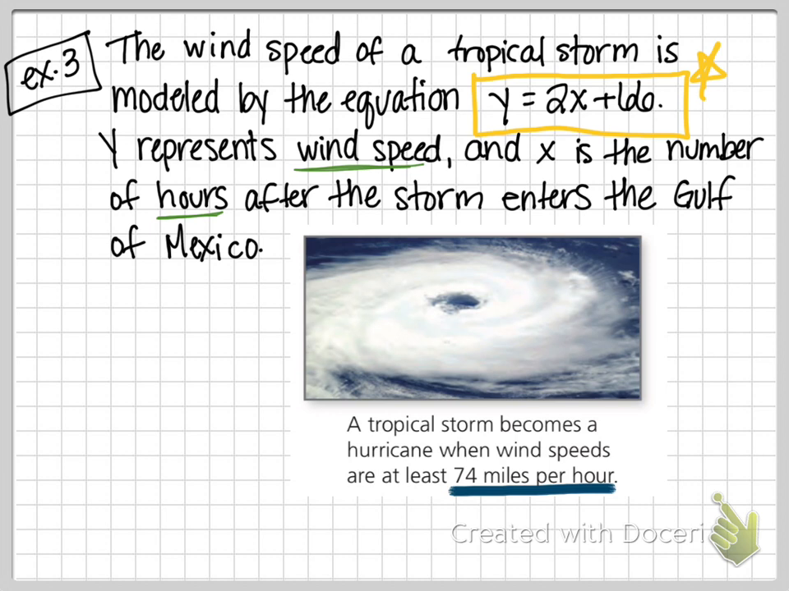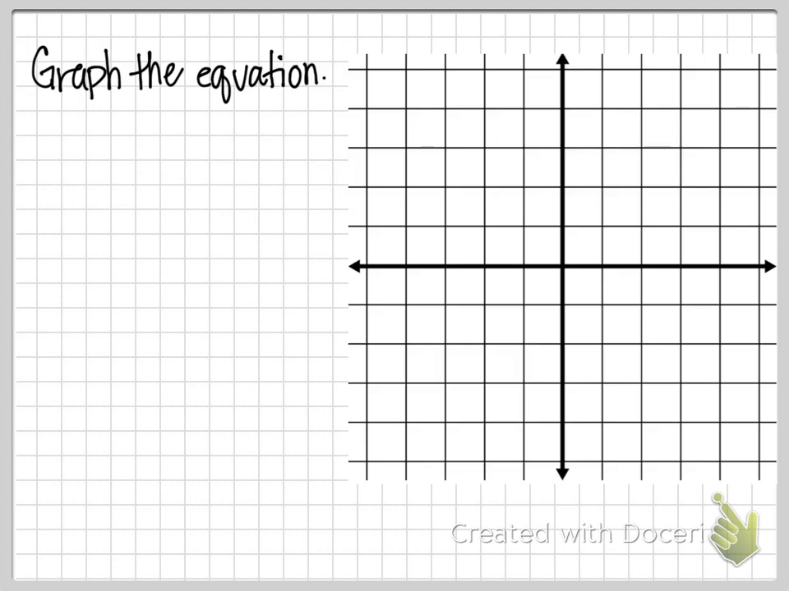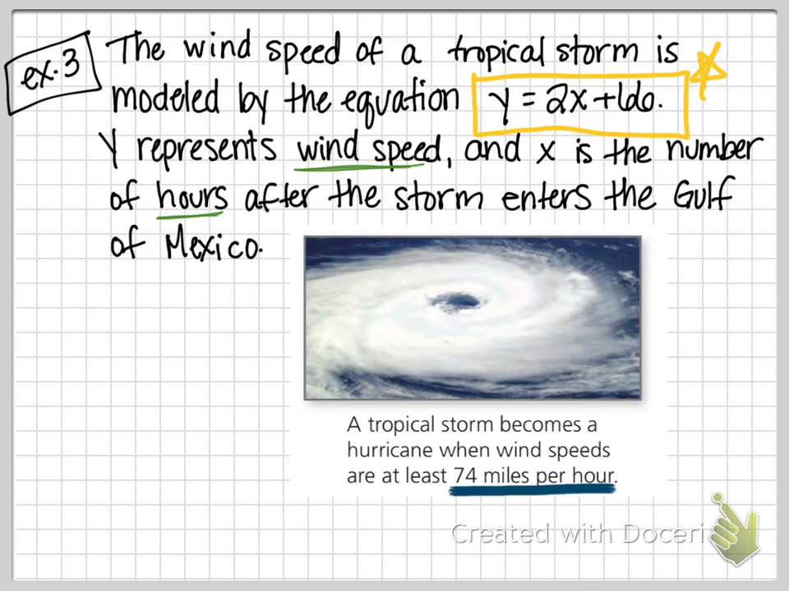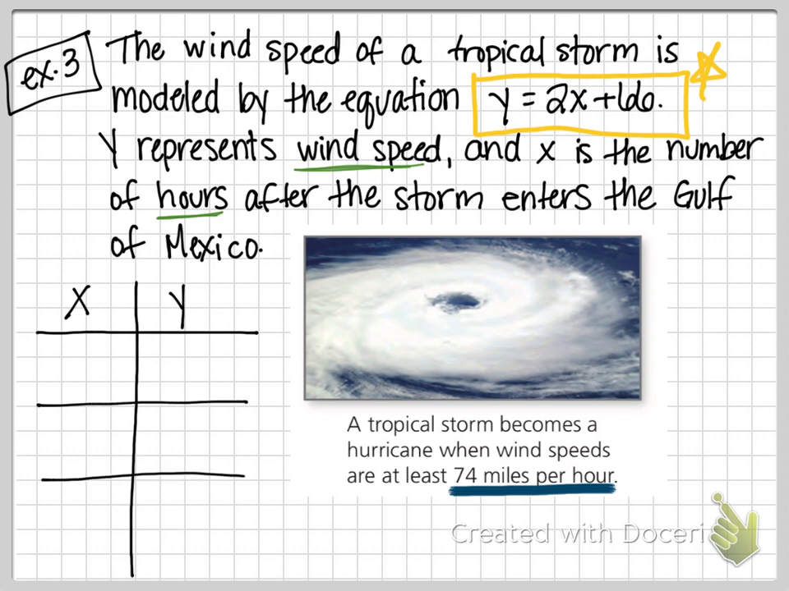Okay, we need to graph this equation, y equals 2x plus 66, over in our little graph. This is going to be a little tricky. We need to think about this graph. So if we know that y equals 2x plus 66, we can still draw a function table, okay? But we need to think about a few things. First of all, what x values are we going to use? Hours after the storm enters the Gulf of Mexico. Remember, that's what x equals.